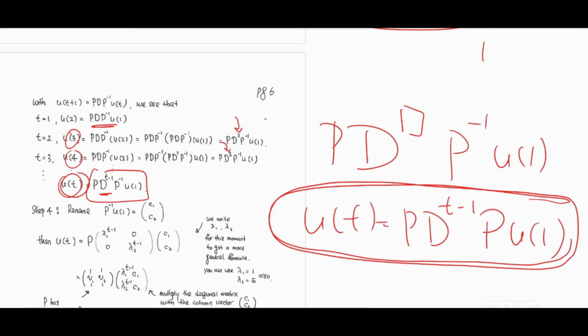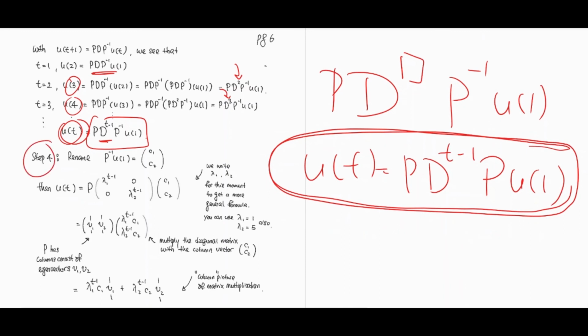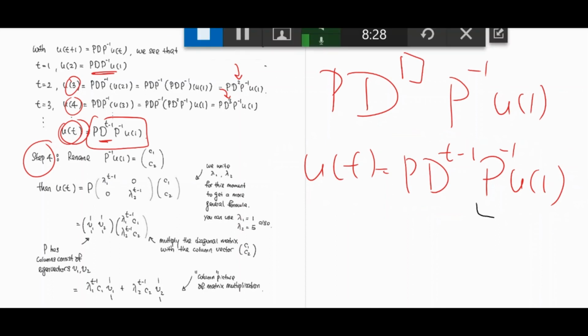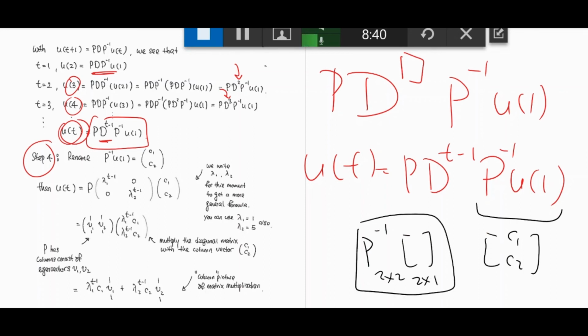If you follow along in the notes, this is our step 4. For simplicity of computation, I'm going to call this vector (c_1, c_2). P inverse is a 2 by 2 matrix, and u_1 is a 2 by 1 vector, so the product is nothing but a 2 by 1 column vector. Whatever that thing is, I'm going to call it (c_1, c_2). It's for simplicity of computation, and you're going to see why in a minute.